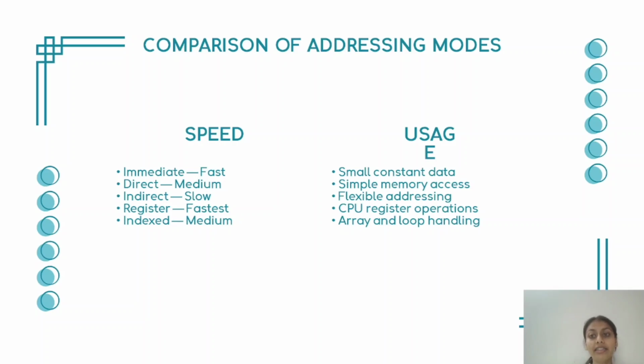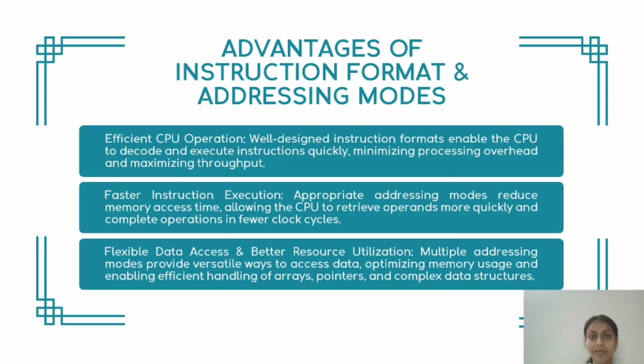Comparison of addressing modes. Speed: immediate is fast, direct is medium, indirect is slow, register is faster, index is medium. Usage: small constant data, simple memory access, flexible addressing, CPU register operations, array and loop handling.